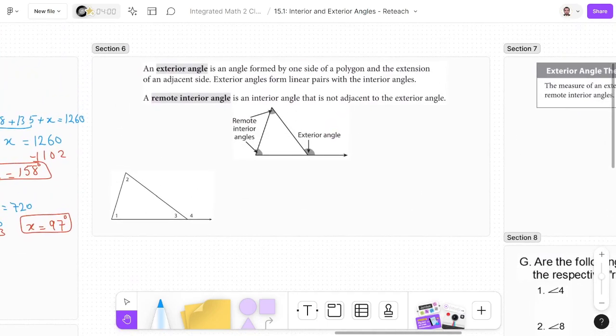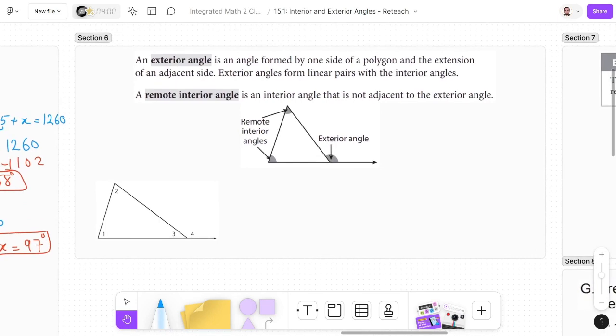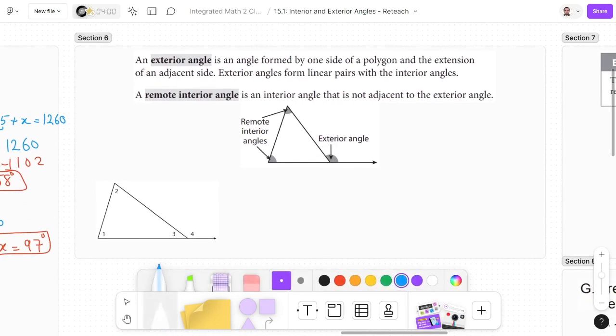So as you can see, the second part, as we have an interior angle, for sure we should have an exterior angle. So what's the exterior angle? An exterior angle is an angle formed by one side of a polygon and the extension of an adjacent side. An exterior angle forms a linear pair with the interior angle.